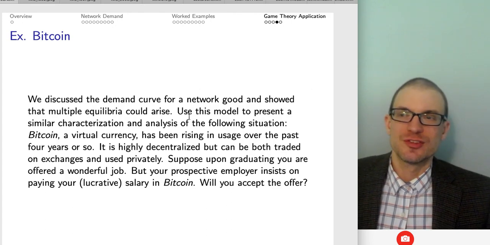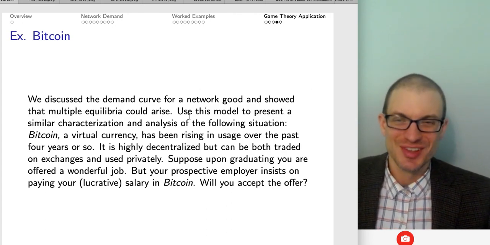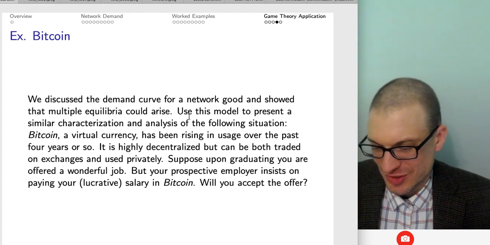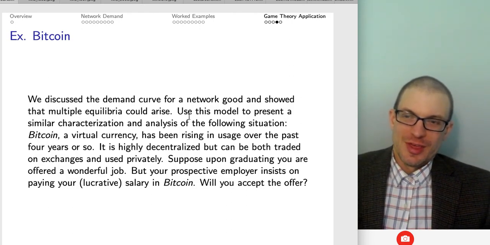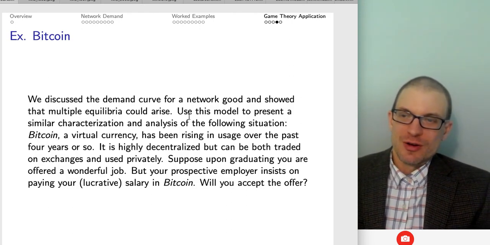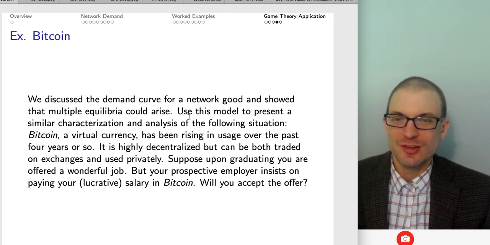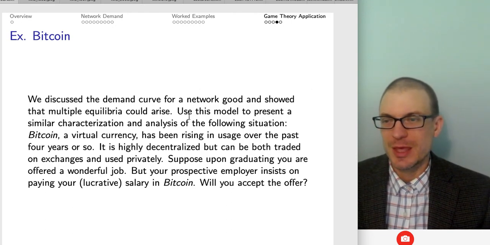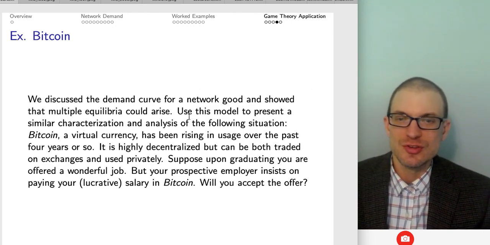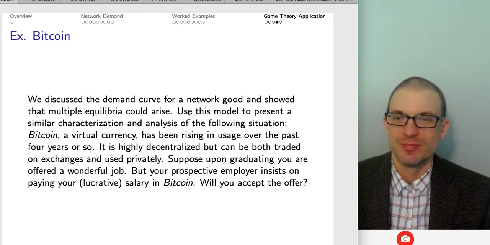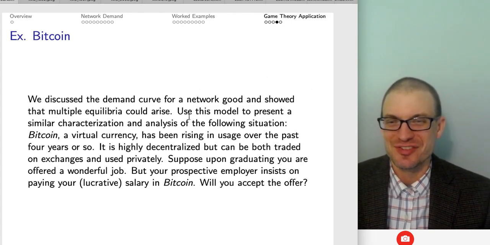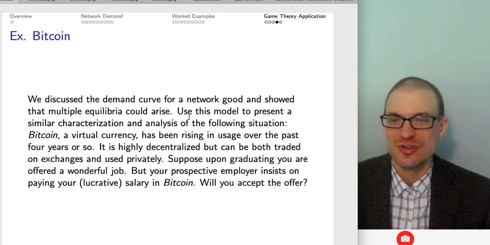All right, the last thing is just thinking about applications. So this was a historic example. Thinking about the application to Bitcoin. So we discussed the demand curve for a network good, and showed multiple equilibria could arise. Use this model to present a similar characterization and analysis of the following situation. Bitcoin, a virtual currency, has been rising in usage over the past 4 years or so. Well, now it's falling. It's highly decentralized, but can both be traded on exchanges or used privately.